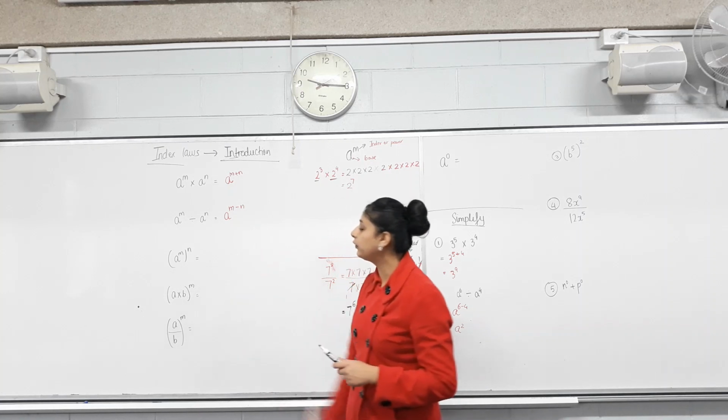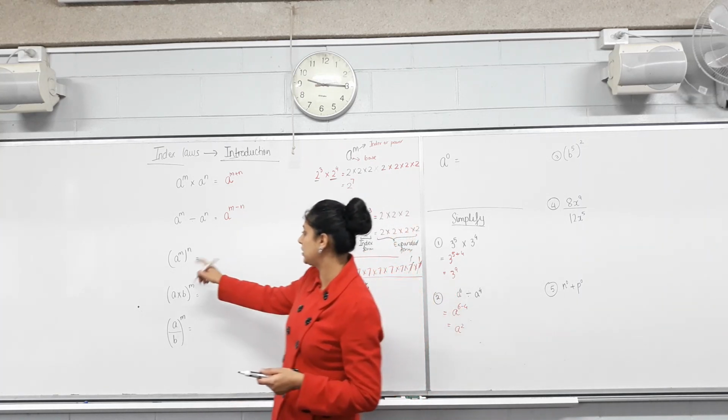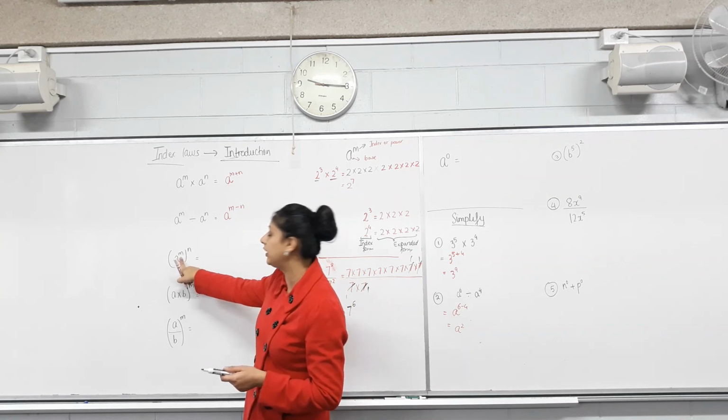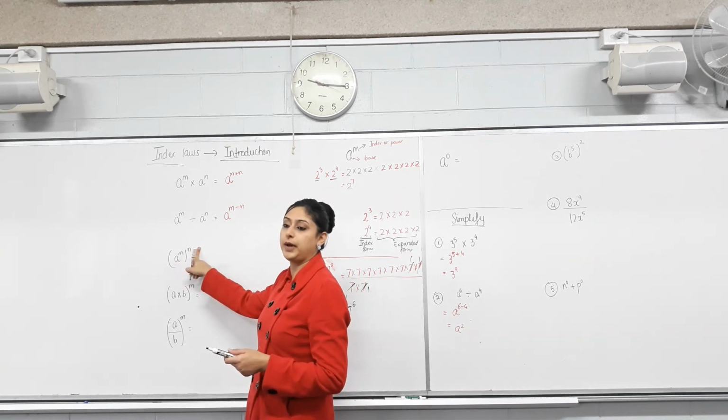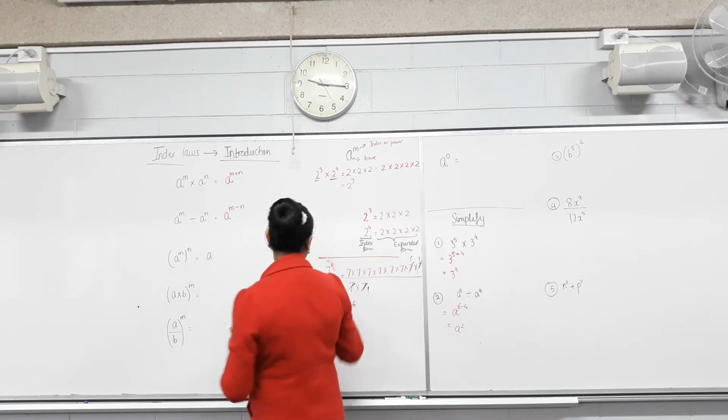Alright, so we can prove the next ones as well. I'll let you have a go at that, why these work. So we're just going to do the shortcut. So what happens when we have a to the power of m and another power outside? What do you think will happen? Okay, let's just prove them, it'll be easier.